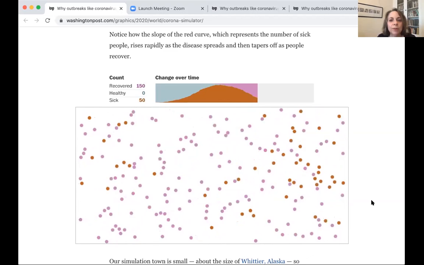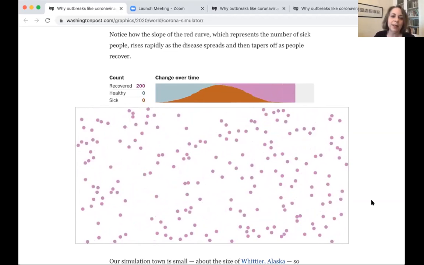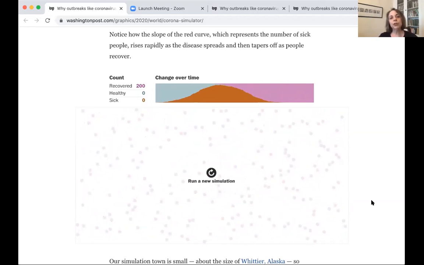So everybody is mixing like mad in this population. There have been no policies put in place to reduce it. And eventually everybody is recovered. And what you see in that little bar across the top is at each time point in the simulation, how many people are in each of the three states. So you start out with everybody in that aqua, healthy, susceptible state, and then people move into that brown sick state, and then they recover into the purple state.